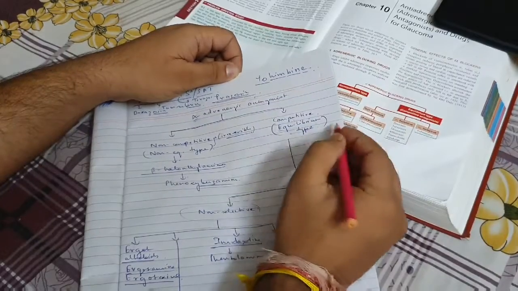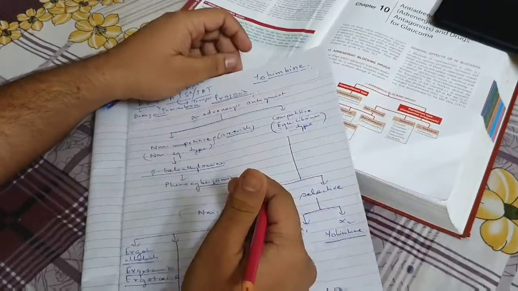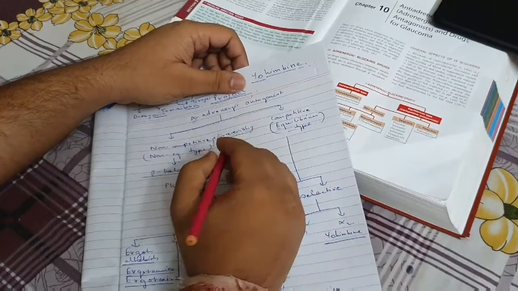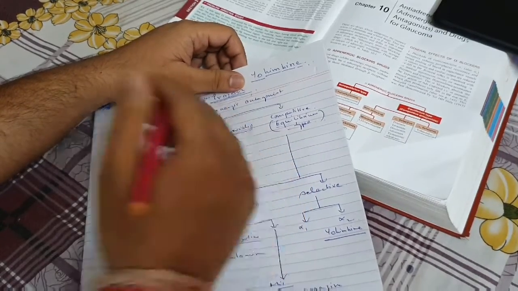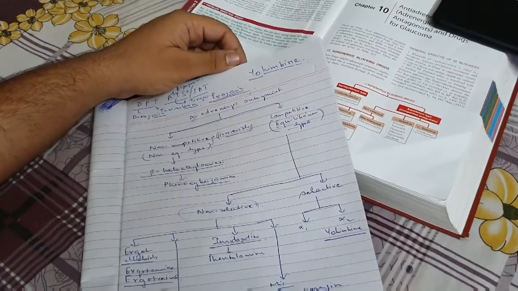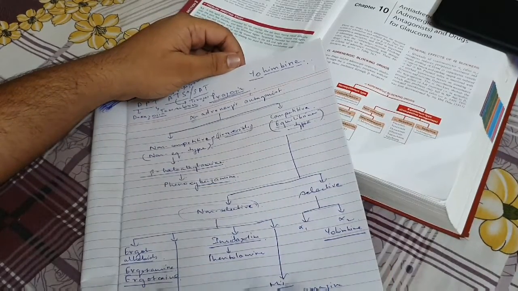And the equilibrium type means that it can be reversed. It is not permanent, and the irreversible type occurs by formation of a covalent bond. So you should keep this in mind again. So this was my little review of the alpha adrenergic antagonists.